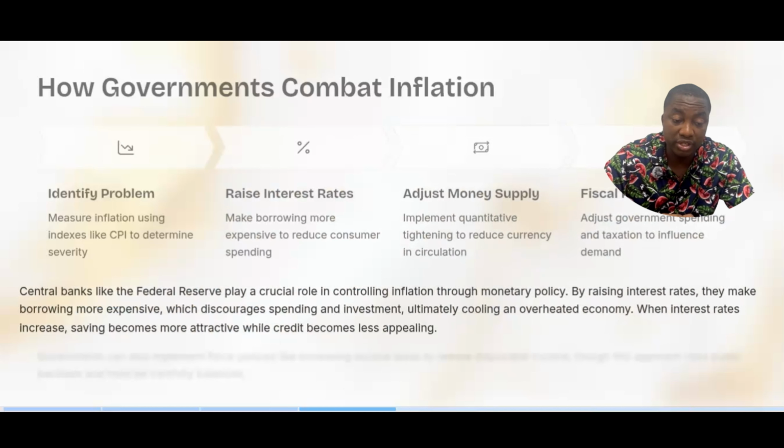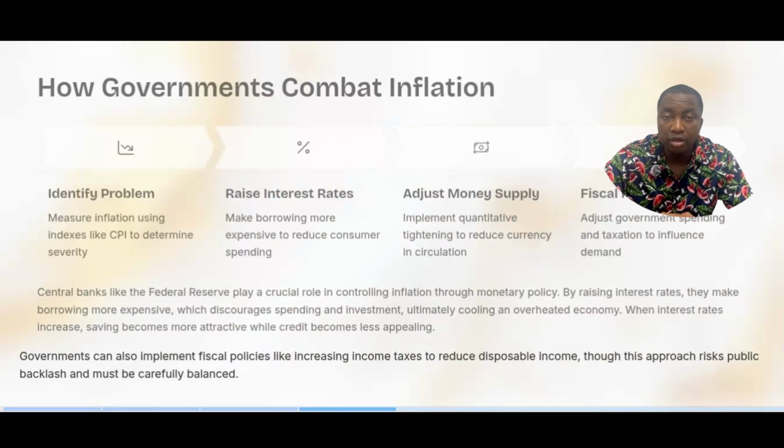Central banks like the Federal Reserve play a very crucial role in controlling inflation through monetary policies. By raising the interest rates, they make borrowing more expensive, which discourages spending and investment, ultimately cooling an overheated economy. When interest rates increase, saving becomes more attractive, while credit becomes less appealing. Government can also implement fiscal policies like increasing taxes in order to reduce disposable income. Through this approach, they risk public backlash and must be carefully balanced.